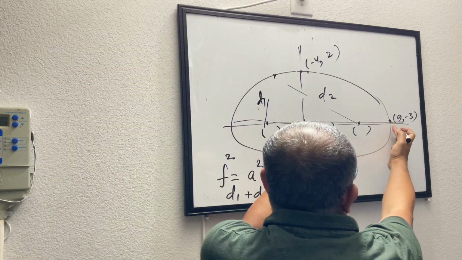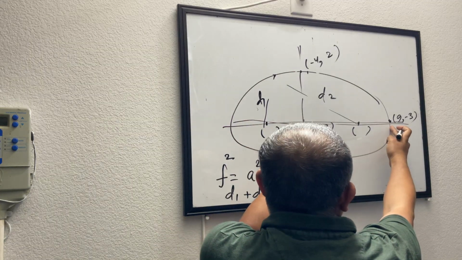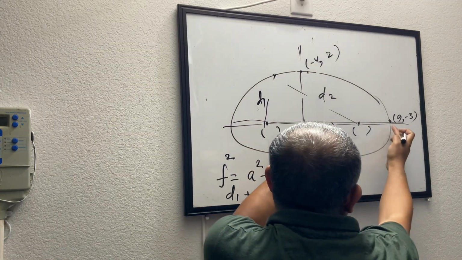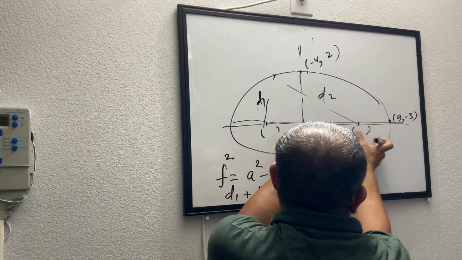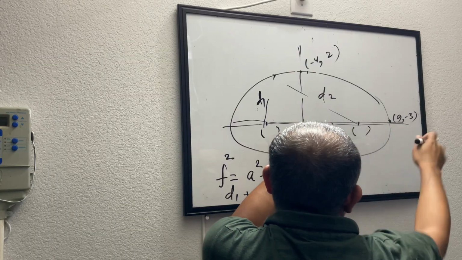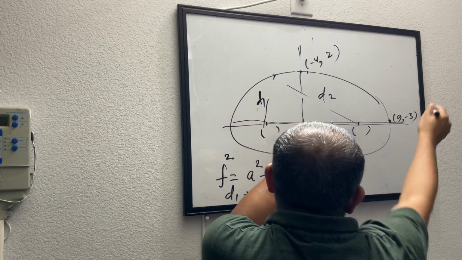Yeah, I can see the length of the major radius, correct? This is my major radius and this is my minor radius. From here to here, my y coordinates are the same. This is along the x-axis, right? I mean in the direction of the x-axis.